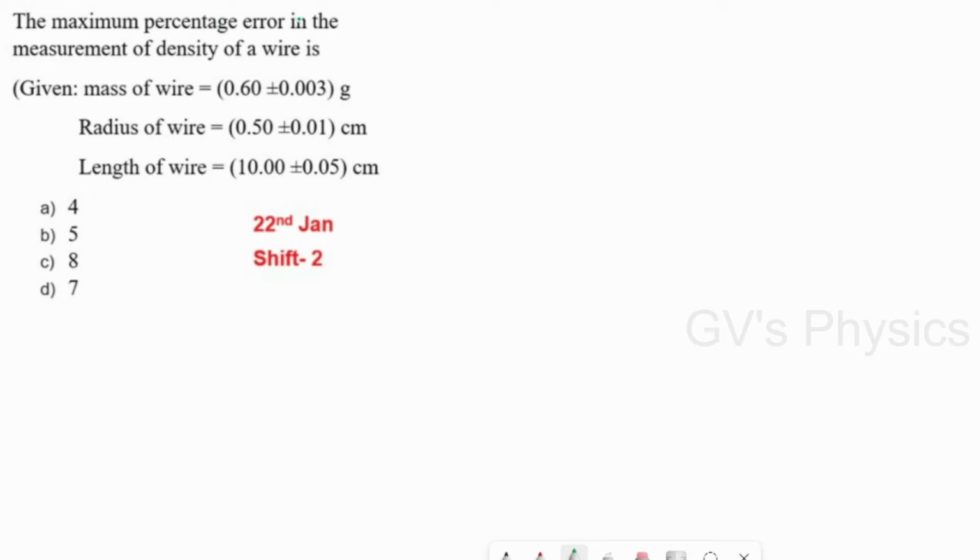The maximum percentage error in the measurement of the density of a wire. So they asked propagation of error for density. They have given mass, radius and length, and with respect to that we'll choose the formula. Density is equal to mass by volume. In place of volume, we can substitute area of cross section times length. Since they have given radius, we can expand the area of cross section. So mass by area of cross section of a wire, that is pi r square, into length. For this equation, we have to write the propagation of error.